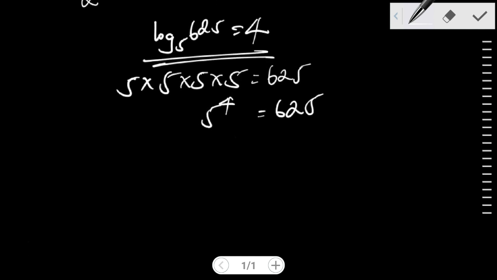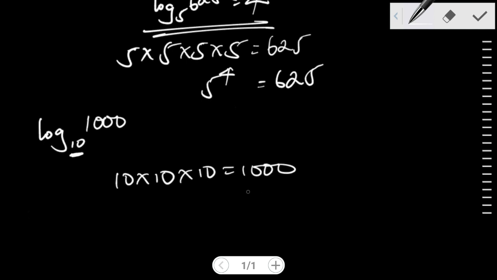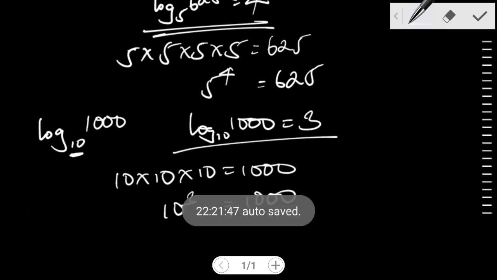So if I have log base 10 of 1000, what power can I give the base in order to get 1000? I might say 10 times 10 times 10. Yes, this would give me 1000. This is 10 to the power 3, which is 1000. So that means log base 10 of 1000 equals 3 in this case.